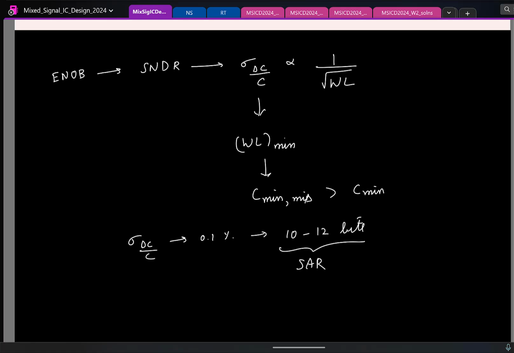So which means if you want to get higher resolution, in recent times people have also done 15-16 bit SAR. If you want to get much higher resolution, you have to do something to correct for this nonlinearity. Just sizing this will not be enough, because if you just increase the size for 15-16 bits, it might become impractically large. So we have to do something else to actually correct for the mismatch.